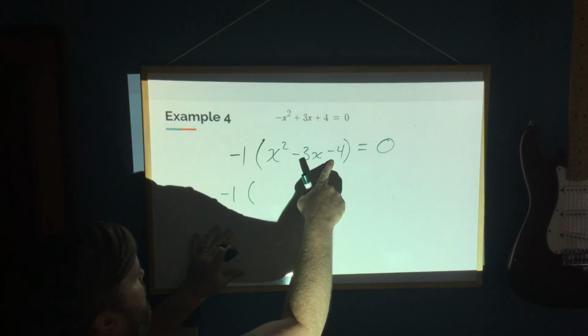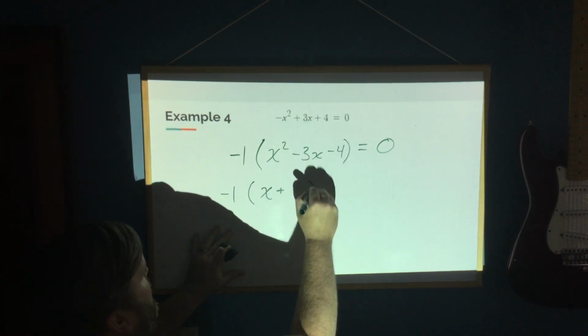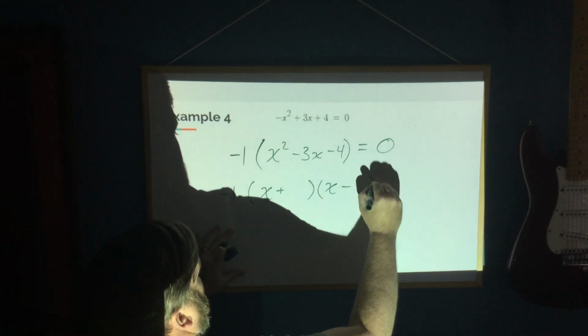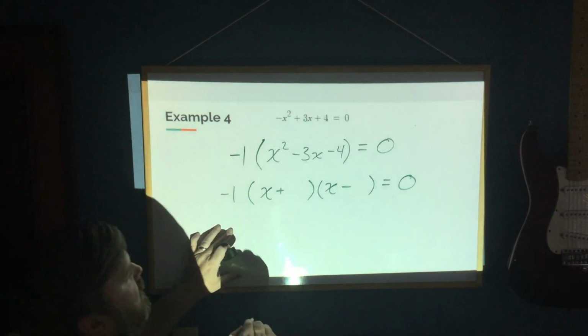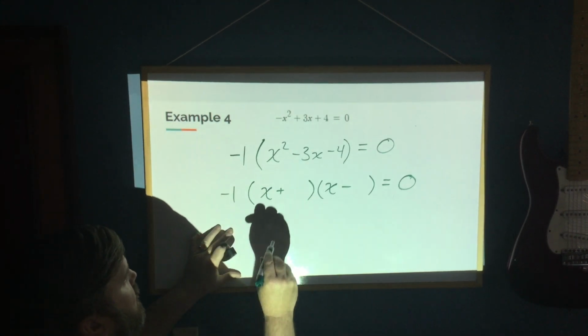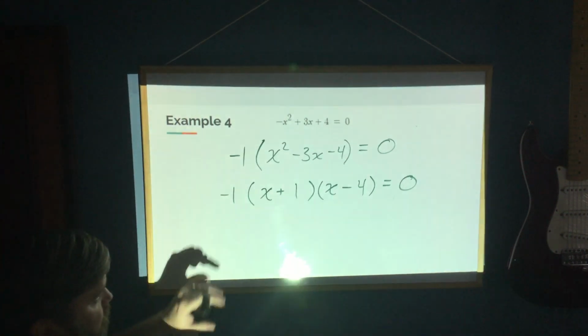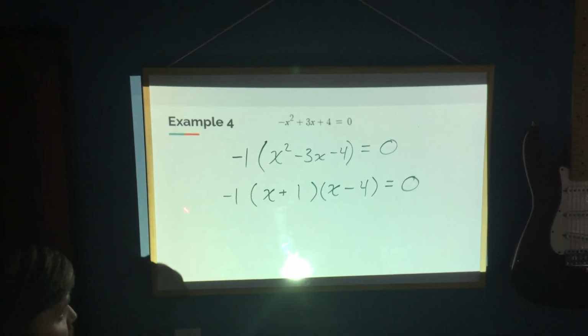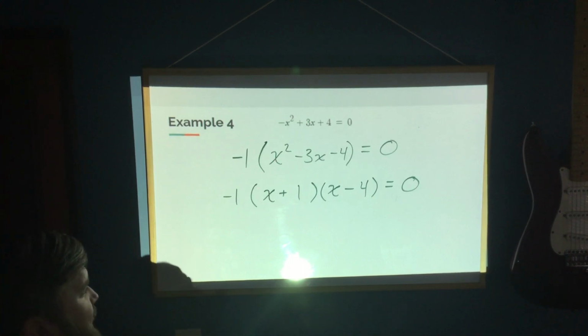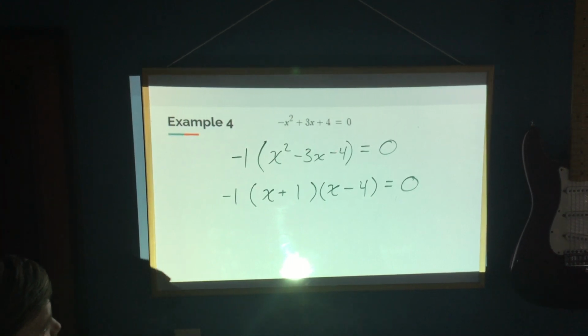We have different signs. So one of them is x plus, one of them is x minus. So that's going to be +1 and -4. Now we have three factors. And technically, I guess we need to set all three of them equal to 0.